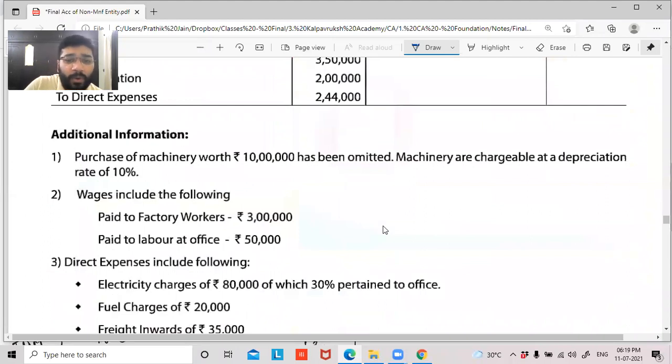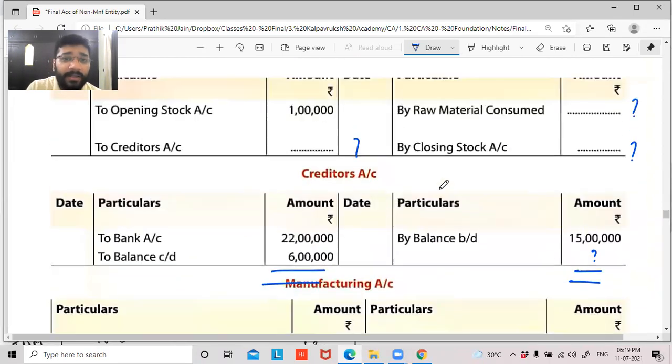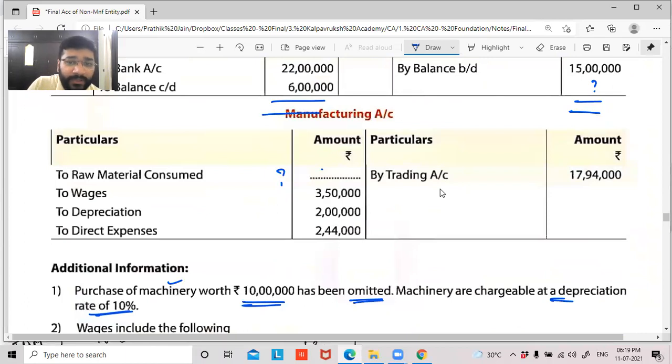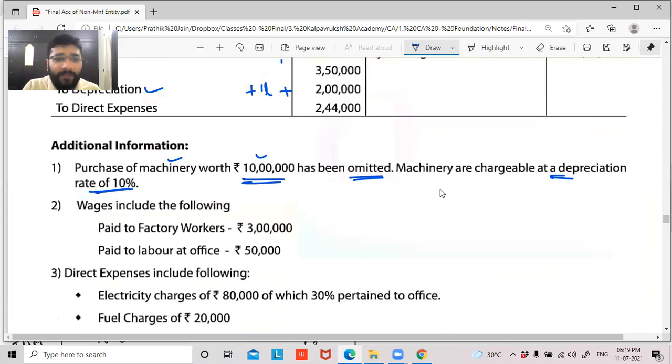It says that purchase of machinery worth 10 lakh has been omitted. Machinery is chargeable at a depreciation of 10%. Guys, depreciation on machinery is an indirect expense in the manufacturing process. This 10 lakh into 10%, which is 1 lakh, should have been recorded in the manufacturing account. Here they have recorded 2 lakh. So they're telling that machinery worth 10 lakh has been omitted to be recorded. So obviously, this depreciation they have calculated leaves apart this 10 lakh worth machinery. On this 10 lakh, I'm supposed to calculate depreciation and add that 1 lakh worth depreciation to this. Okay, done.